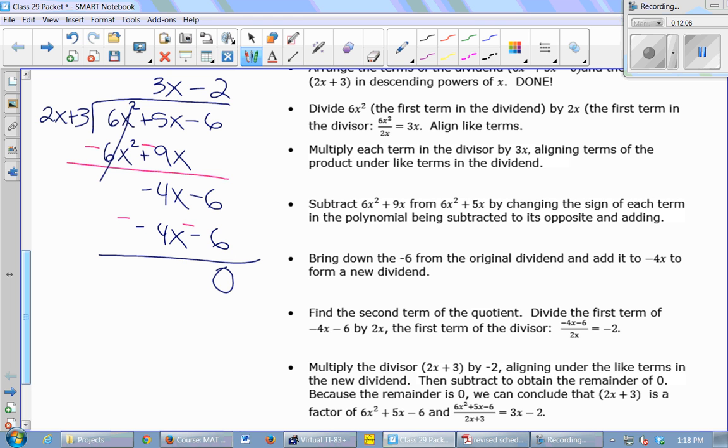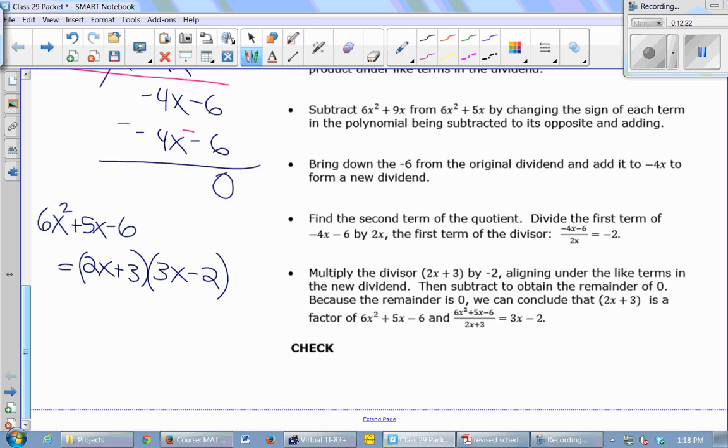So now this means that I can write my dividend as a product of two factors, 2x plus 3 and 3x minus 2. And I should be able to check that by FOILing, right? So if I FOIL those out, I get 2x times 3x is 6x squared, minus 4x plus 9x is plus 5x, minus 6. Checks out.